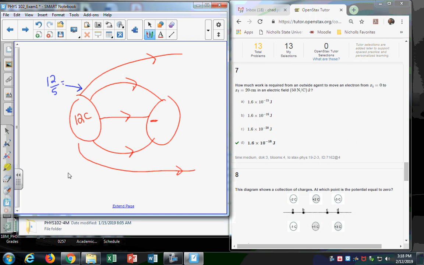So 12 divided by 5 is 2.4. So each of them is worth like 2.4 coulombs. They're not worth anything, right? They're just like a map. It's like drawing a topographical map.